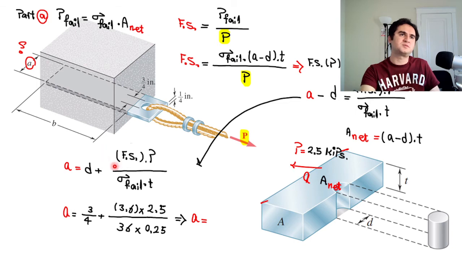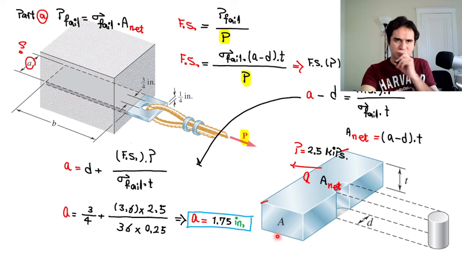If you just replace the numeric values, D, the diameter of the hole, is 3/4 of an inch, which is provided, plus the factor of safety for the entire system, 3.6, times the pulling force, 2.5, and in the denominator we have sigma failure for steel, which is 36, and the thickness of the plate is 1/4 of an inch, which is 0.25. If you do the math, it gives you A, the width of the plate, equal to 1.75 inches.